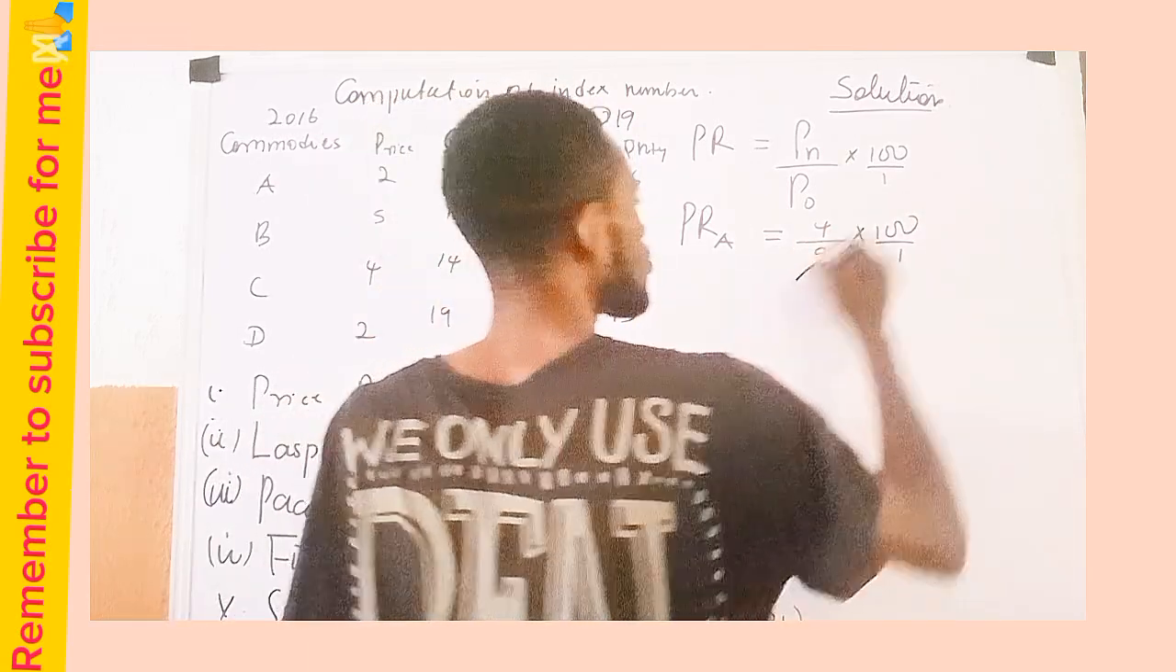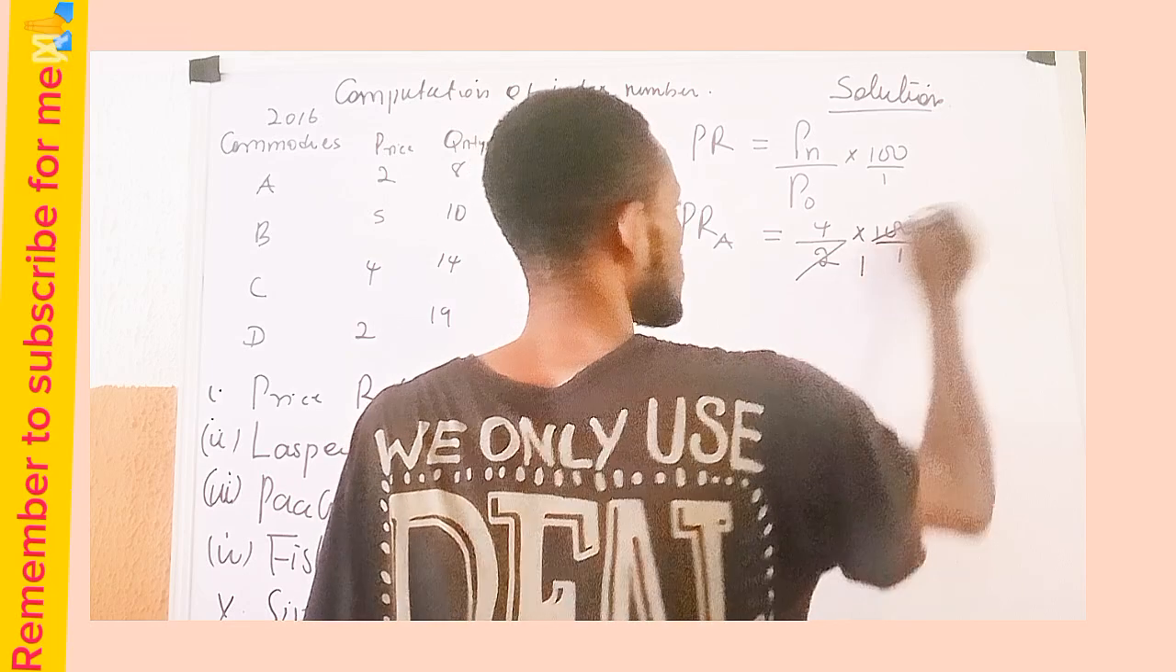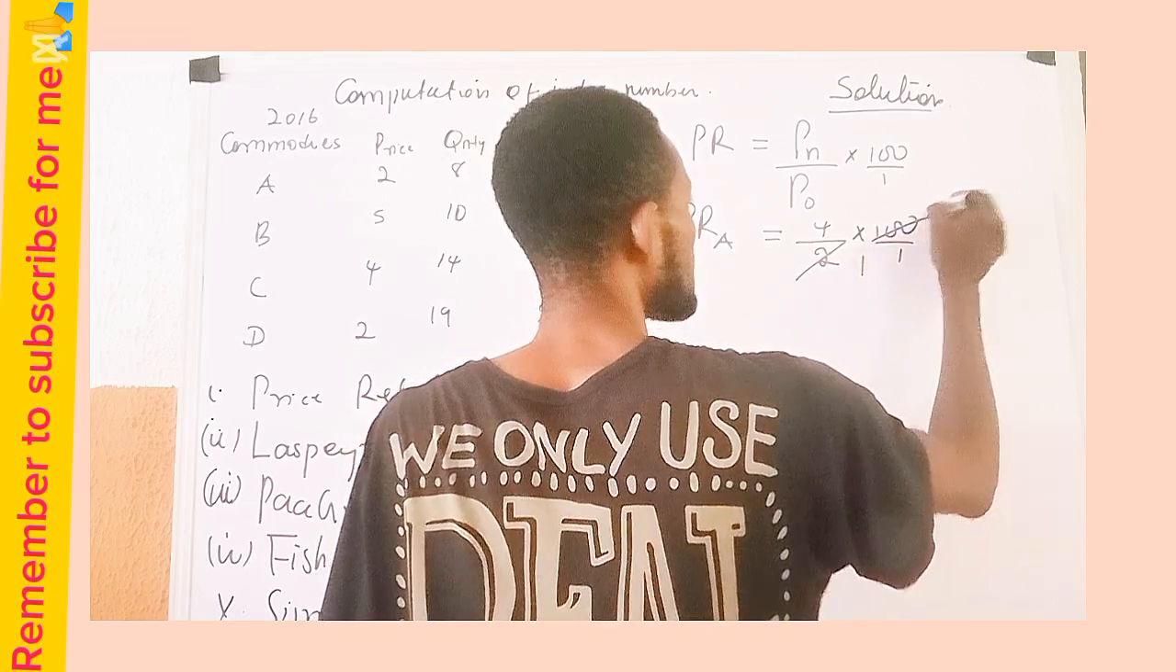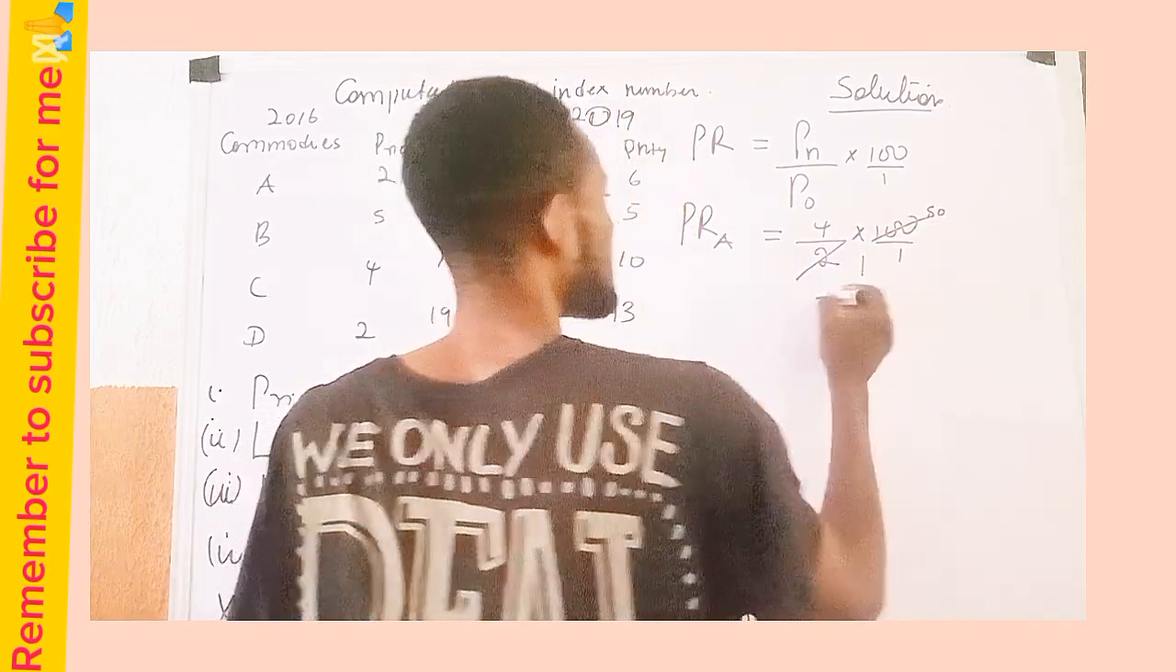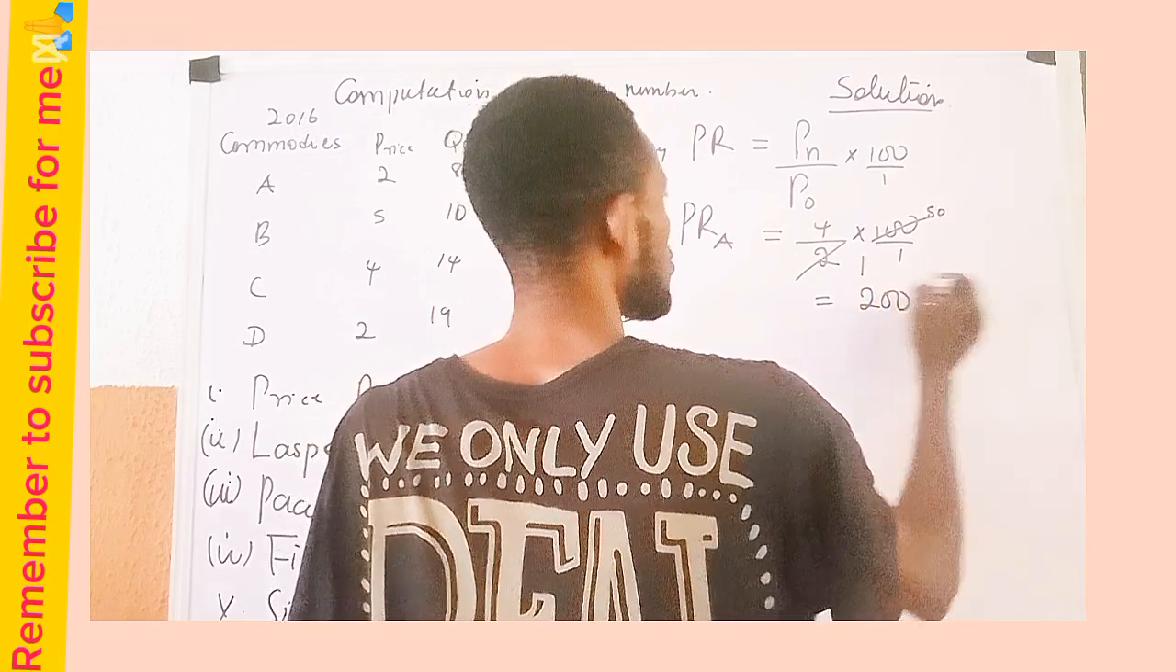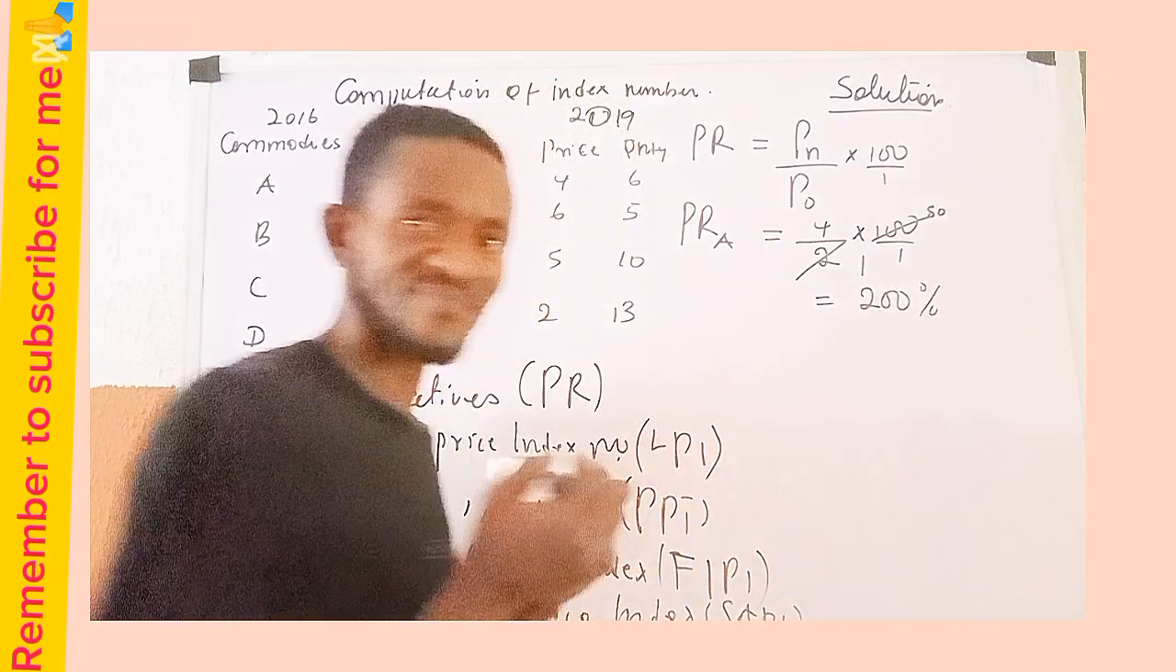So 2 will go into itself once, and it will go into 100 to give me 50. And then 4 multiplied by 50 gives me 200%.